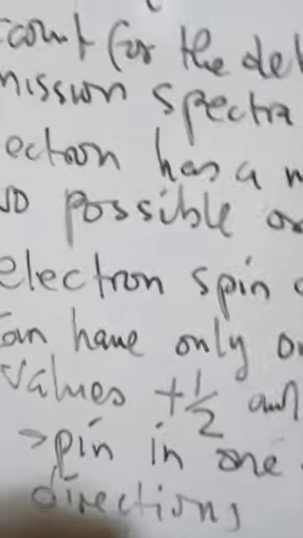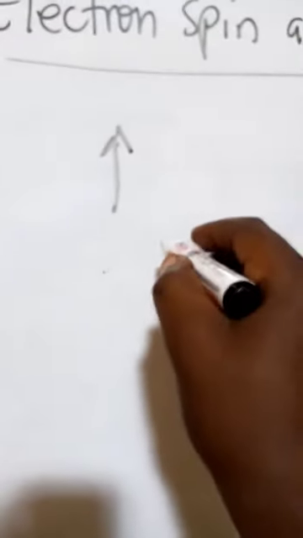Simply, we can take it to mean like a coin. When you toss a coin, it can either give a head or a tail. So the electron can spin in one of two opposite directions. It can be a spin up or a spin down.